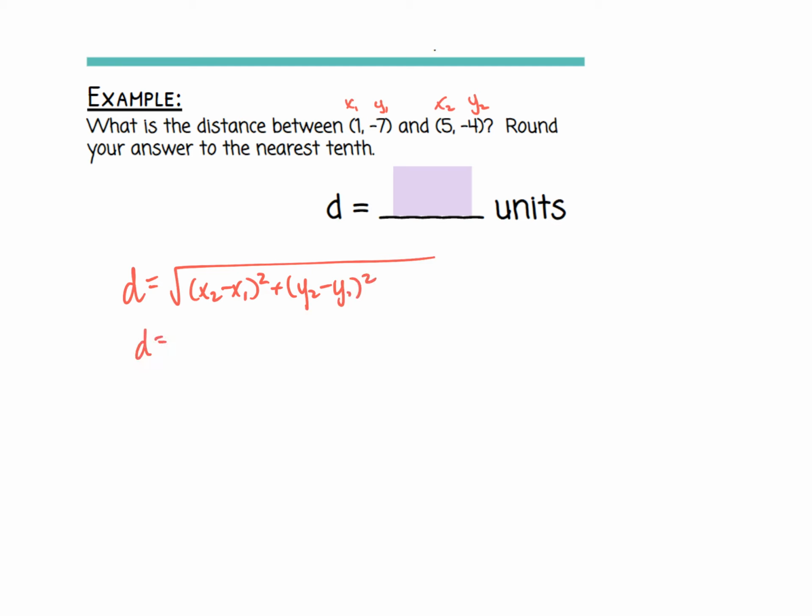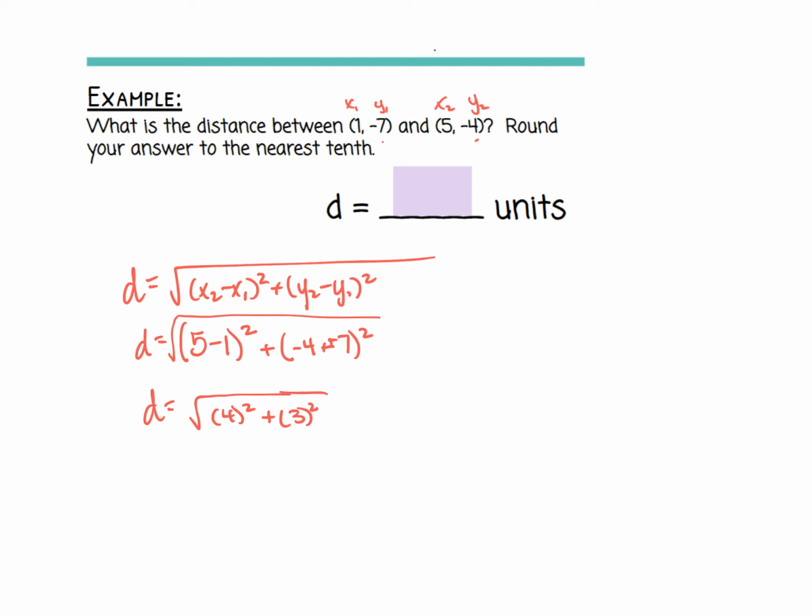So first thing, I need to find the difference of my x's. I'm going to write this out more than I normally would. It'd be 5 minus 1, that quantity squared. Plus, if I do my y's, it's going to be negative 4 minus a negative 7, which is really positive. If we simplify within my parentheses, I end up with the quantity of 4 squared plus the quantity of 3 squared, which is 16 plus 9. So now I really need the square root of 25, which we know is 5.